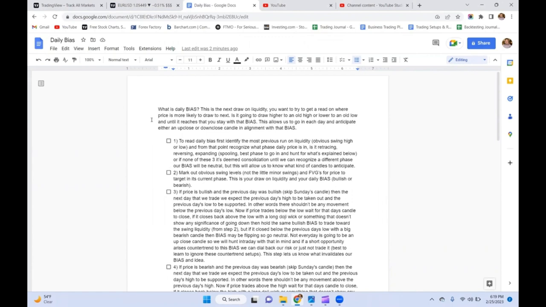I've watched plenty of videos, and if you're asking yourself what is daily bias, this is the next draw on liquidity. You want to try to get a read on where price is more likely to draw to next. Is it going to draw higher to an old high or lower to an old low? And until it reaches that, you stay with that bias. This allows us to go in each day and anticipate either an up close or down close candle in alignment with that bias.